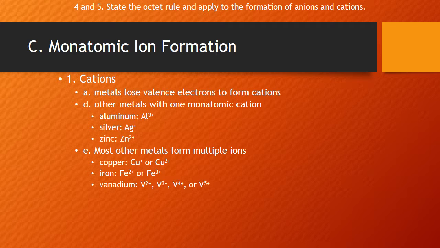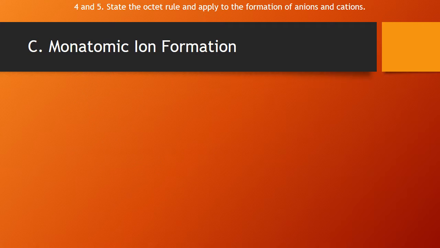Now you don't need to know what these are. You don't need to memorize these. The point is just that outside of group 1 and group 2, and these 3 metals here, aluminum, silver, and zinc, those other metals form multiple charges in their cation.